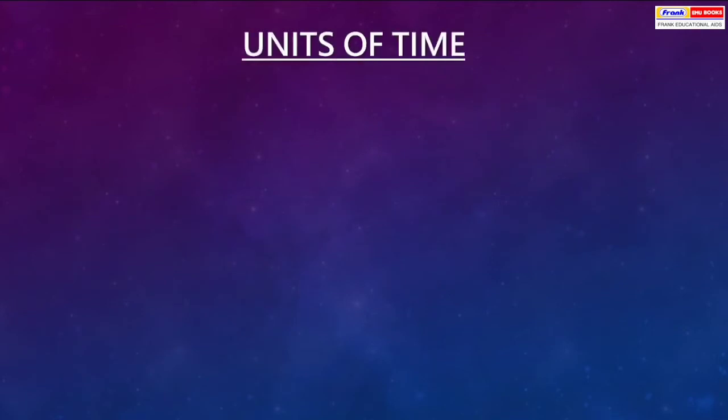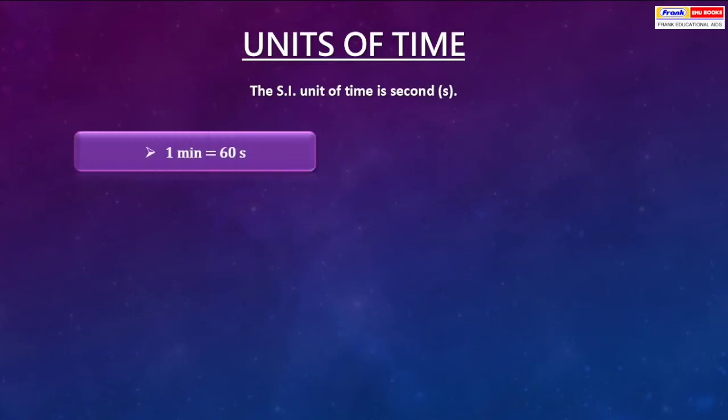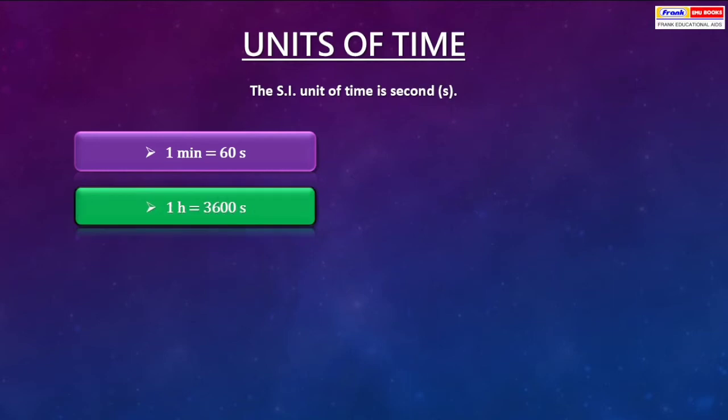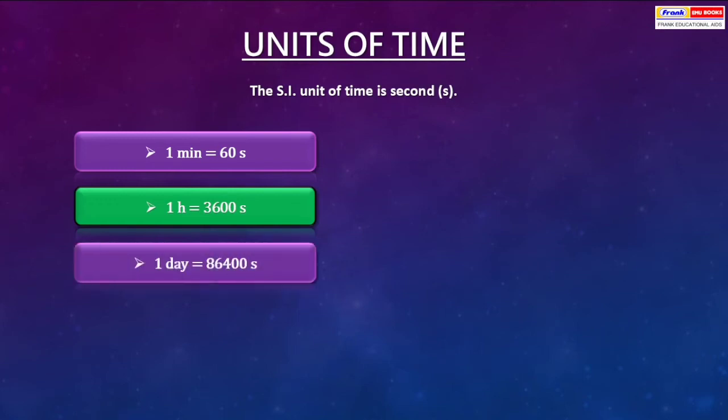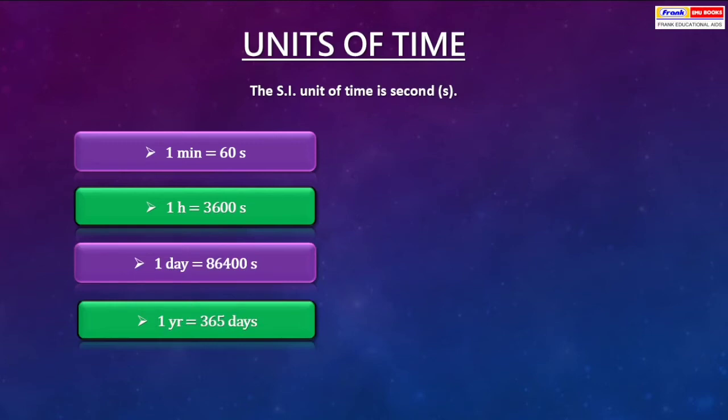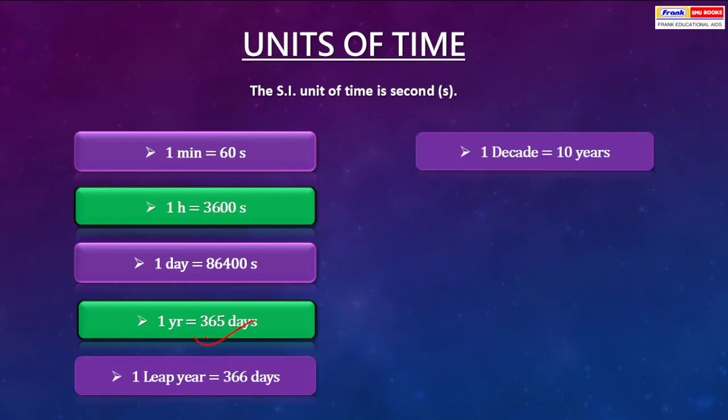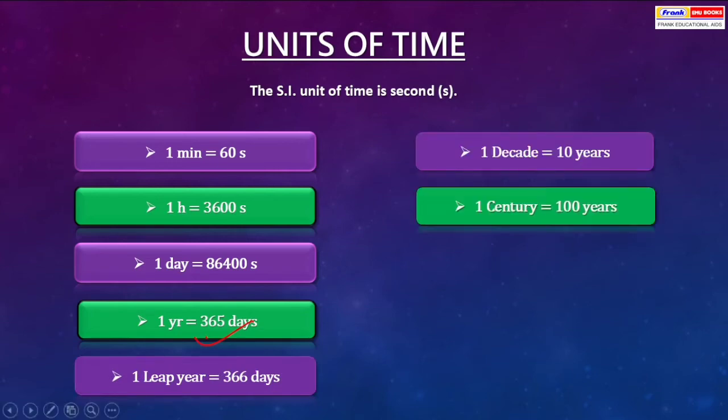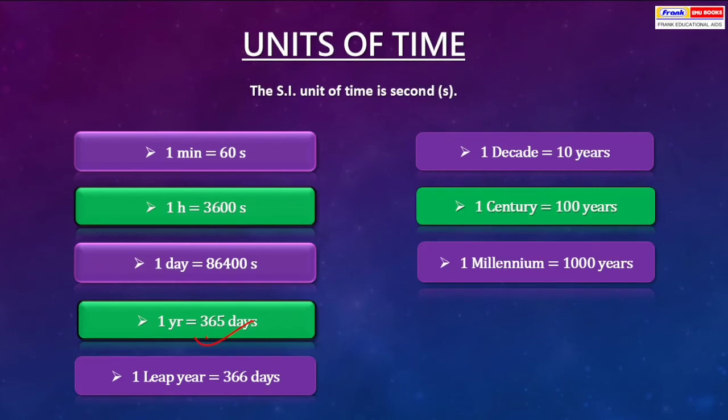Apart from that, we have multiple units for time also. The SI unit of time is the second. Now, apart from that SI unit, we have 1 minute for 60 seconds. We have 1 hour for 3600 seconds, or we can say that 1 hour consists of 60 minutes. We have 1 day for 86,400 seconds, and for 1 year we have 365 days. For one leap year we have 366 days. For a decade we have 10 years. For a century we have 100 years, and a millennium consists of 1000 years. That is basically the multiple subunits of time.